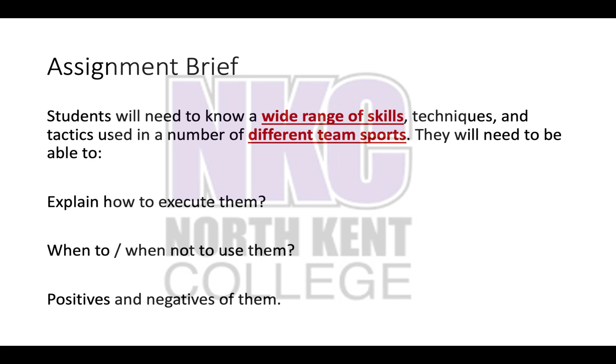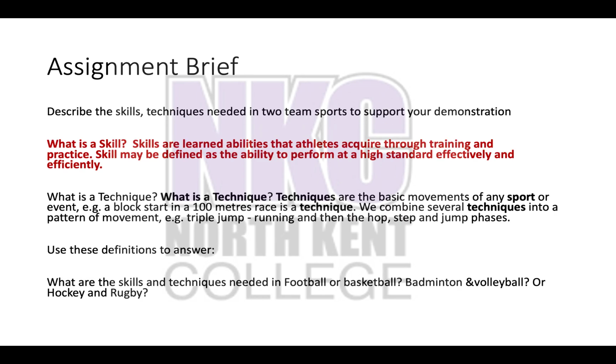When you log into Teams and look at your assignment brief, it will say things like students will need to know a wide range of skills, techniques and tactics used in a number of team sports. They need to be able to explain how to execute them, when and when not to use them, and the positives and negatives from that. Today we're going to focus on what a skill is and the different types of skills. Your assignment brief says: describe the skills and techniques needed in two team sports to support your demonstration.